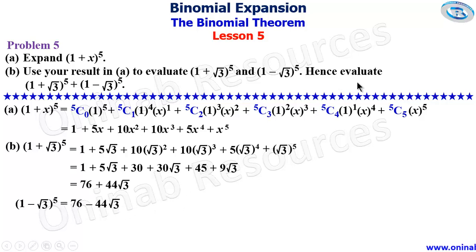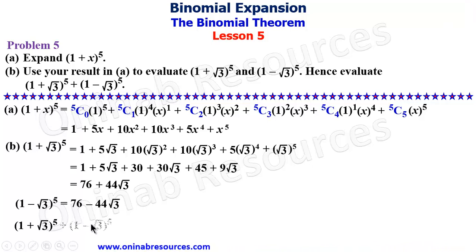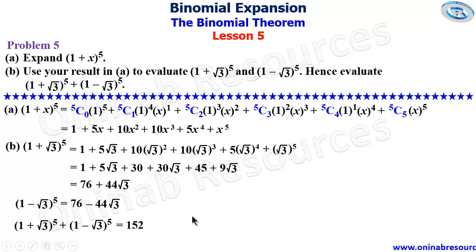We then go ahead to evaluate their sum. That is 1 plus root 3 all to the power of 5 plus 1 minus root 3 all to the power of 5, which is going to be addition of this and this. So this is 152, since this minus this will give us 0. And that's all for the solution of problem 5.